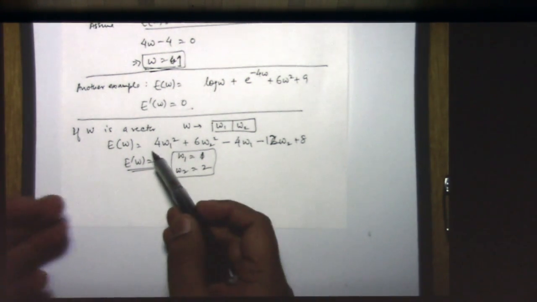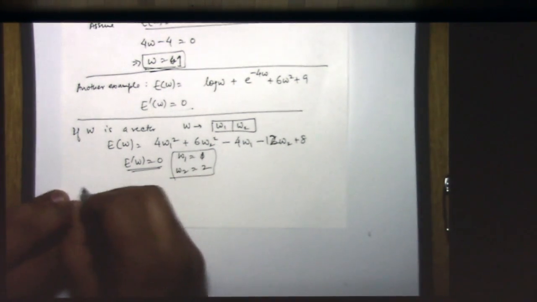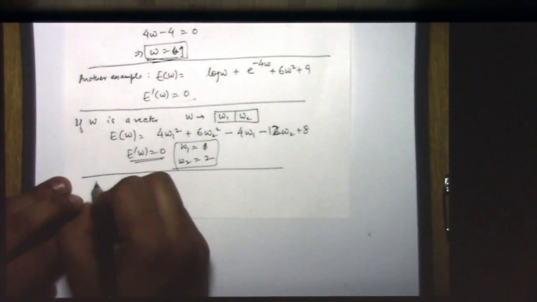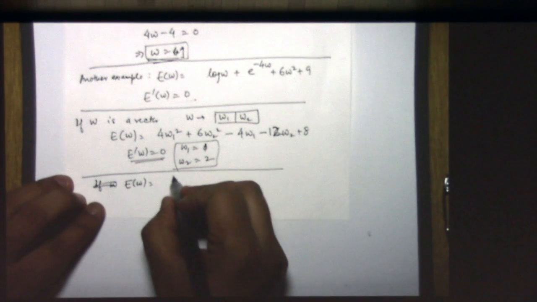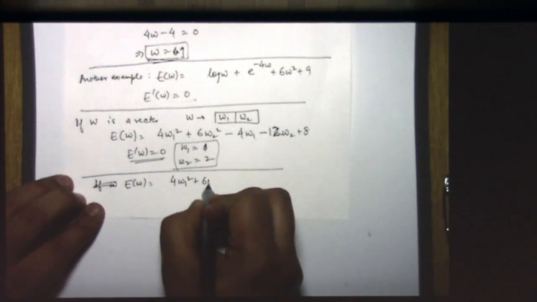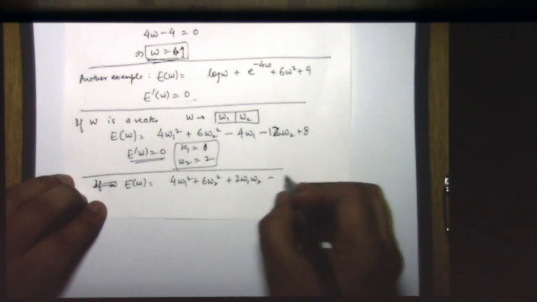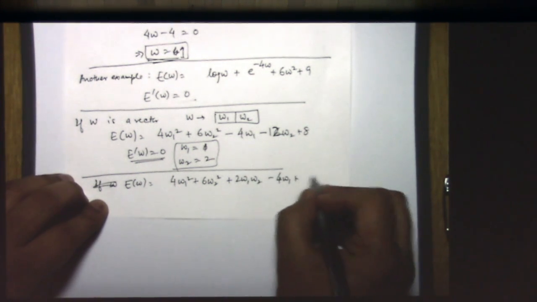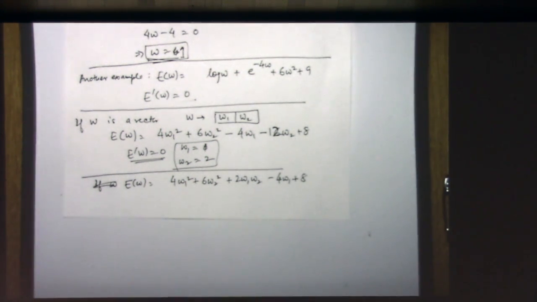But again, this could be more complex than that, right? For example, if E of W is something else. Let's say it is 4W1 square plus 6W2 square plus 2W1 times W2 minus 4W1 plus something 8, right? Then it becomes harder to set it, which means that straight setting derivative to 0 might not work in all cases, right?